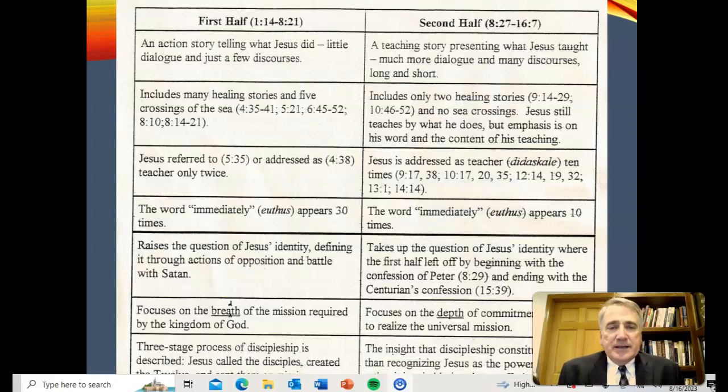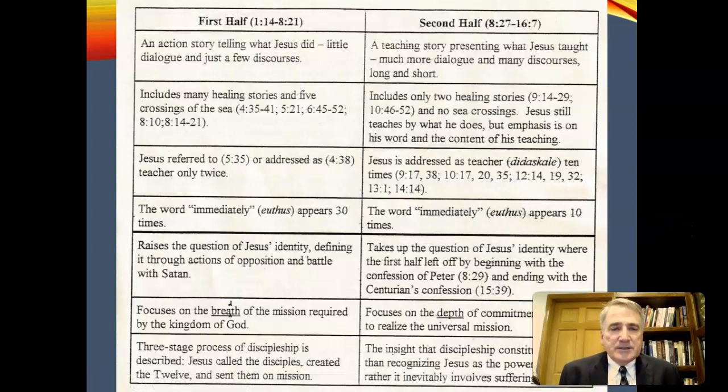Also, the word immediately, euthus in Greek, appears over 30 times in the first half of the gospel and only 10 times in the second half. We've talked about how there's a gospel in a hurry, right? I call this the giddy-up gospel because the action is so quick. And one way that the author communicates this sort of urgency and movement in the gospel is through this term euthus. Immediately he does this. Immediately the person was healed. And immediately, on and on and on. Well, those diminish in the second half, and the action slows down a little bit in the second half of the gospel.